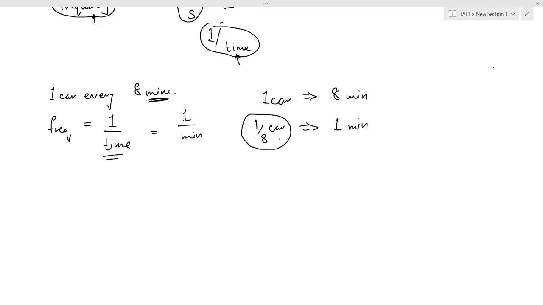Only 1/8 of a car will be manufactured now. So what is going to be our frequency? Our frequency is going to be 1 by 8 car per minute. This is going to be our frequency.